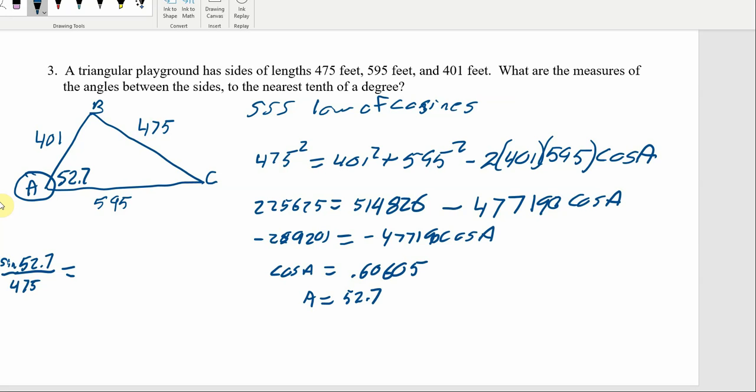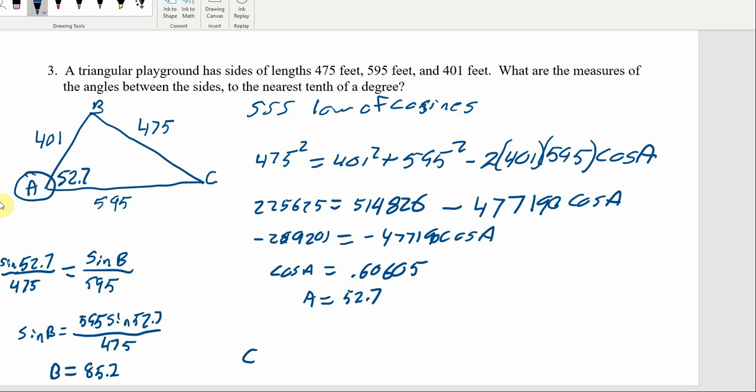So now let's go ahead and find angle B next. So that means I'm going to put the sine of B here, and that is to the side opposite B, which is 595. So solving this for the sine of B, that's going to equal 595 times the sine of 52.7 over 475. And B then becomes about 85.2. I'm rounding these to the nearest tenth. And if you solve for B first instead of A, you might get a slightly different answer, within a tenth. It's just rounding error. That's all that is.